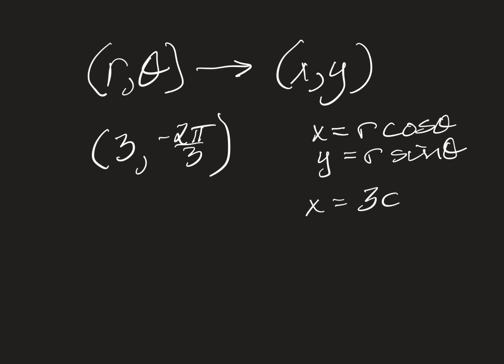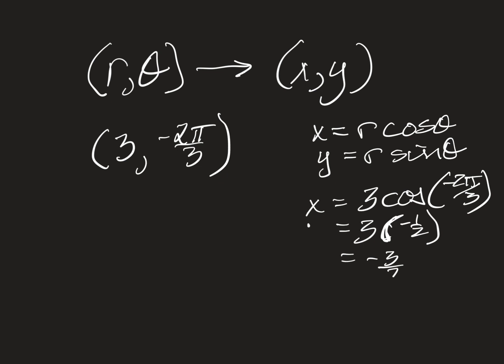x equals 3 cosine negative 2 pi over 3. And we can simplify that. 3 times cosine of 2 pi over 3 is a negative 1/2, but cosine of negative 2 pi over 3 is in the third quadrant, so it's still negative. So this is negative 1/2. And then that gives you negative 3/2.